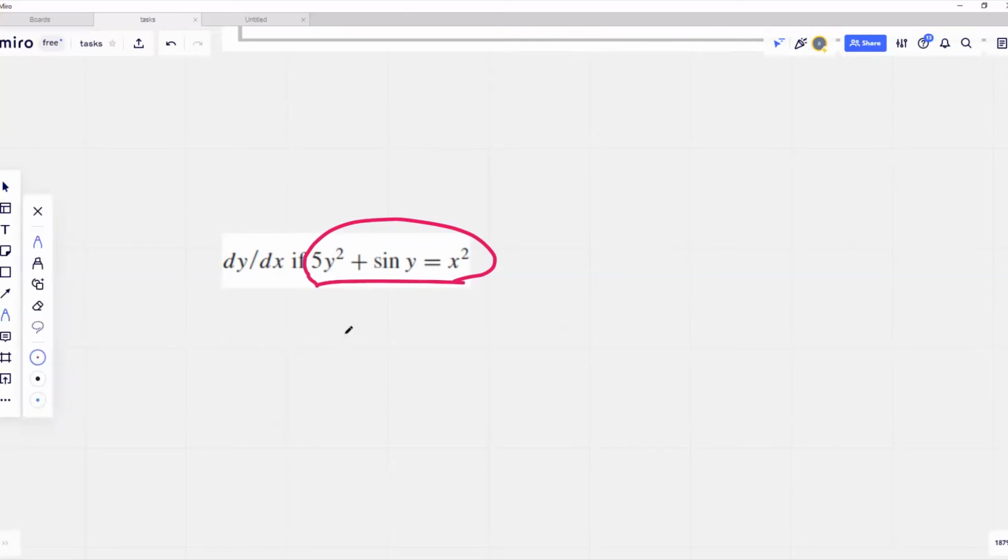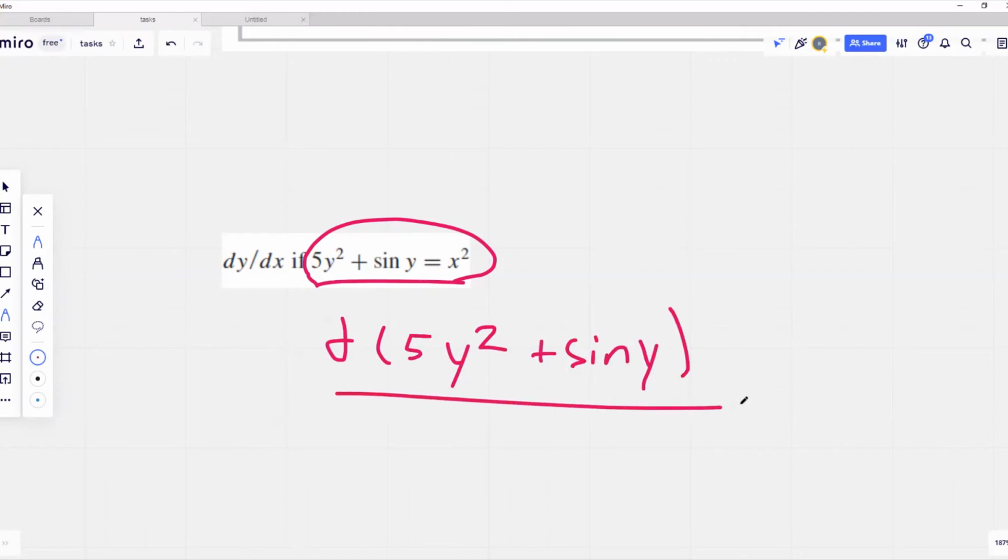So we are going to take the derivative of both sides with respect to x. On the left side, we have the derivative of 5y squared plus sine of y with respect to x. And on the right side, we have the derivative of x squared with respect to x. So this is 2x.